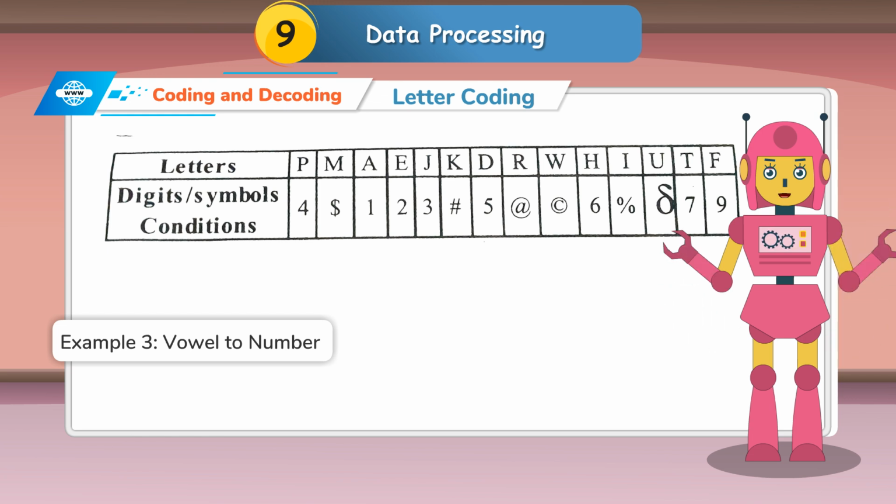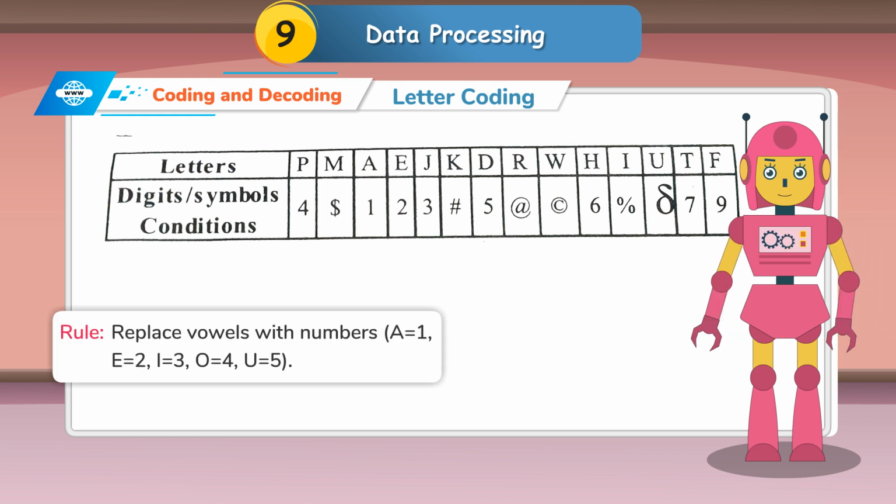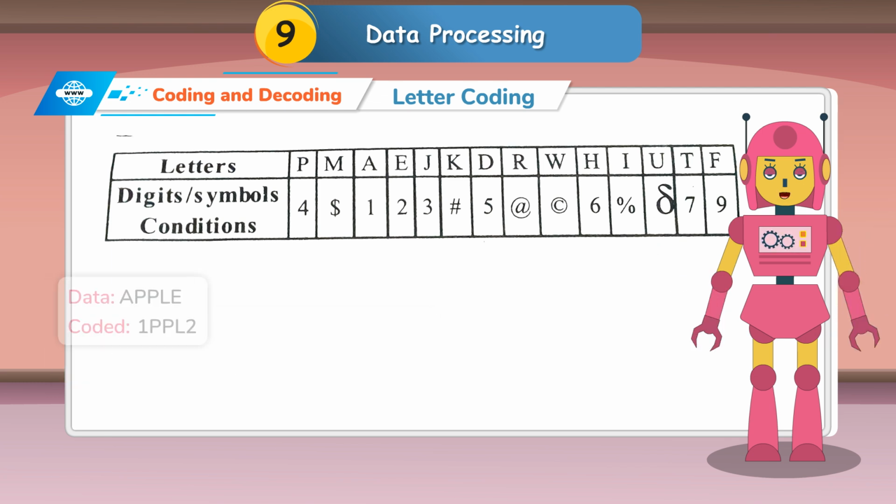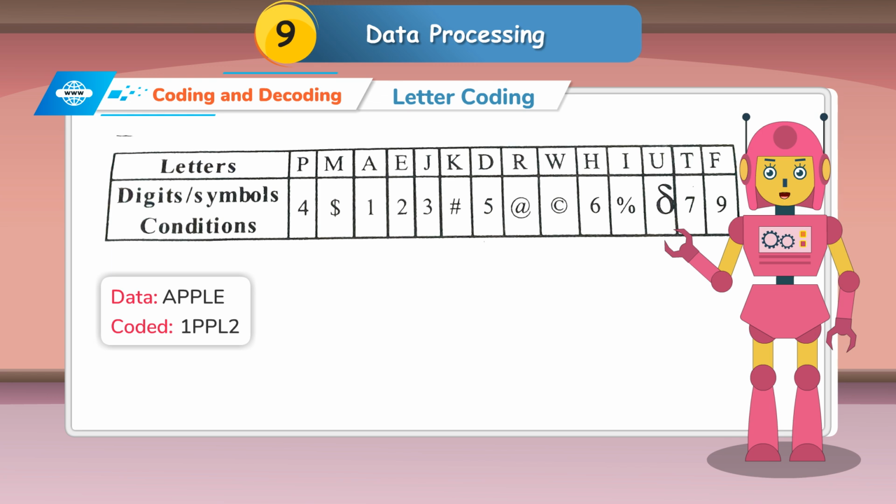Example 3. Vowel to number. Rule: replace vowels with numbers. A equals 1, E equals 2, I equals 3, O equals 4, U equals 5. Data: apple. Coded: 1ppl2.